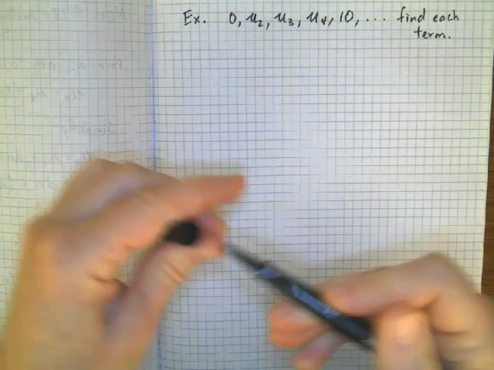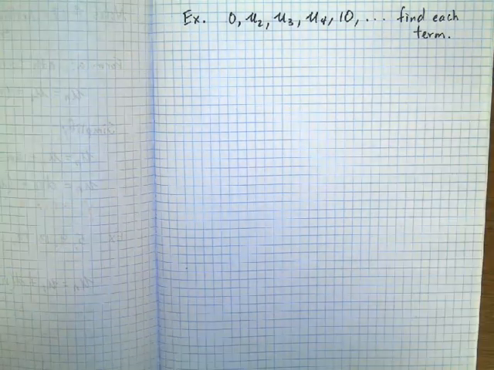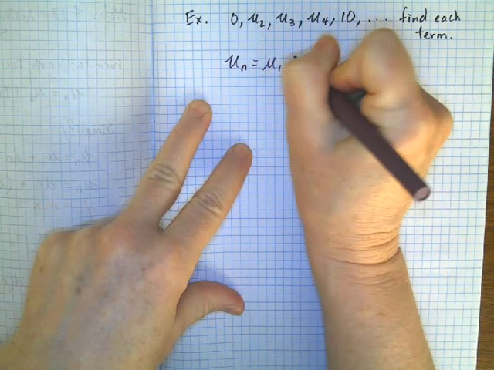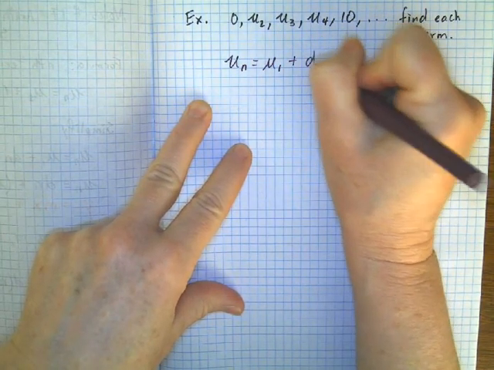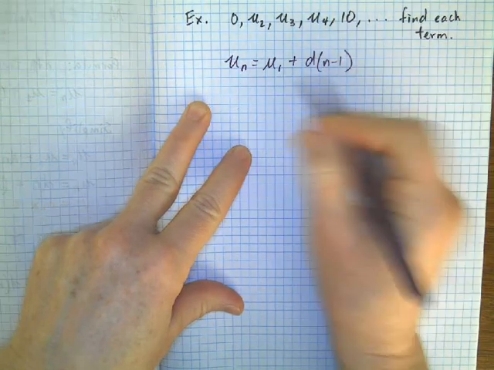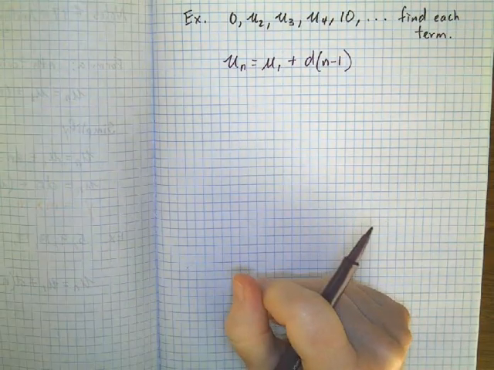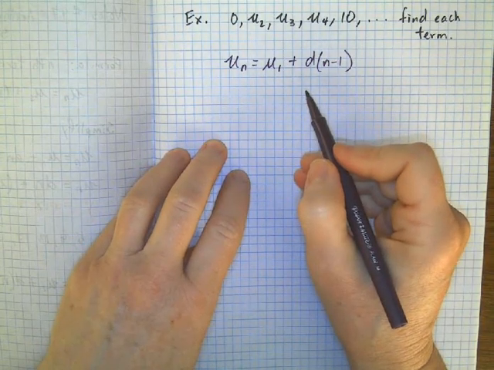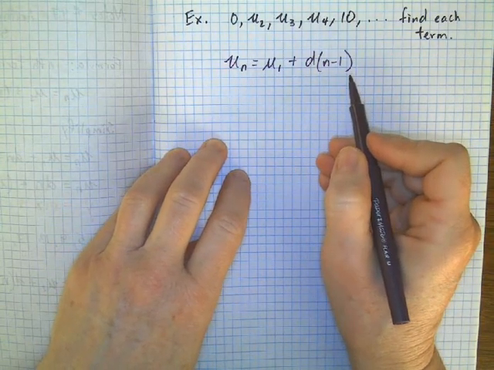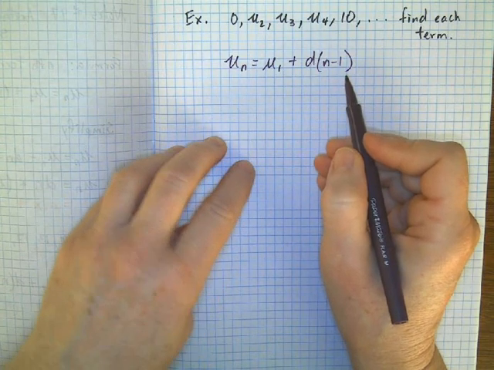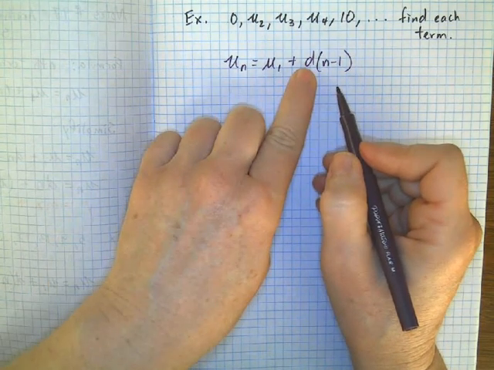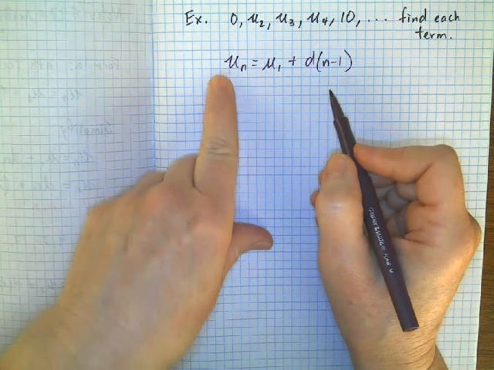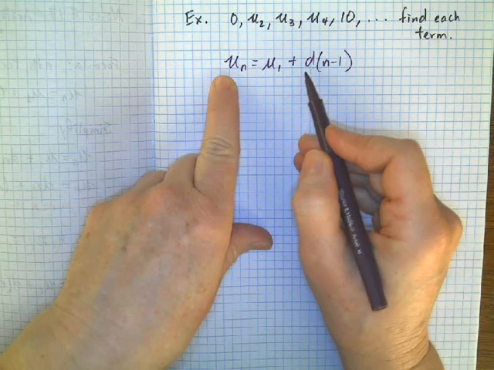All right, let's take our formula again. So I have u sub n is equal to u sub 1 plus d times n minus 1. I keep doing that. I like to put the d on the front. I don't know why, but I do. So the problem is here, I don't know what d is. So how could I find u sub 2 if I don't know what d is? So I need to find d.